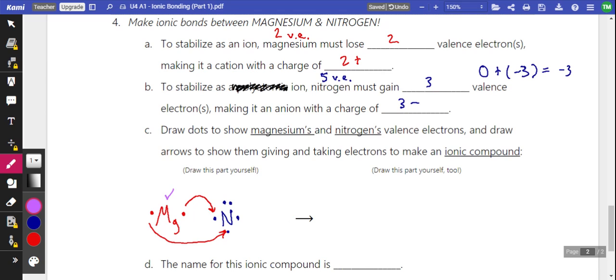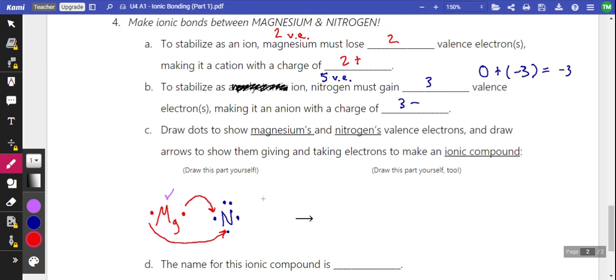I'm still missing one. So if this nitrogen is looking to gain 3 electrons total, I'm going to need something else to give it another electron. Well, what's giving me electrons in this case? Magnesium. Magnesium is giving up its electrons. So I need another magnesium ion.